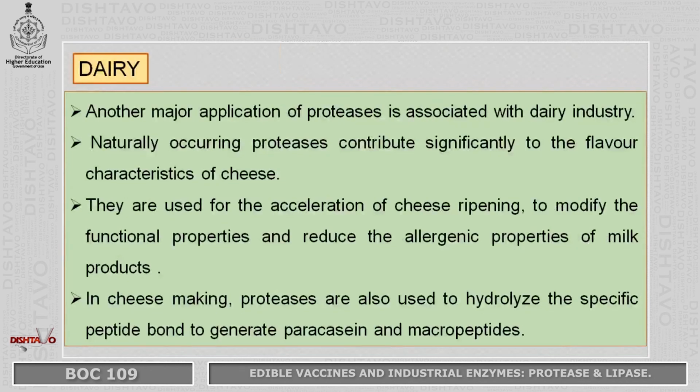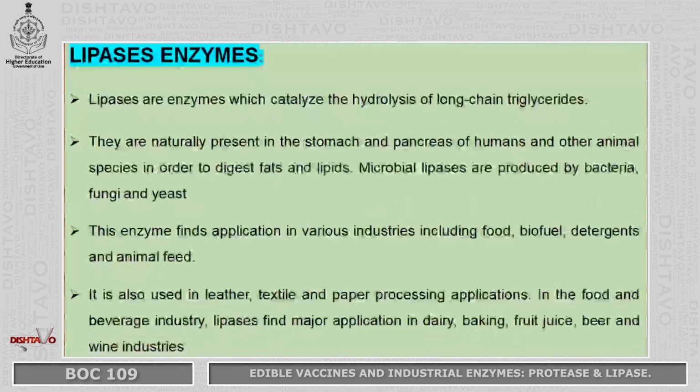They are also used in dairy. This application is associated with the improved flavor of cheese. They are used for the acceleration of cheese ripening, to modify the functional properties and to reduce the allergenic properties of milk products. In making cheese, proteases are used to hydrolyze the specific peptide bonds to generate para-casein and macropeptides. Now, coming to lipases, lipases are a class of enzymes which catalyze the hydrolysis of long chain triglycerides.